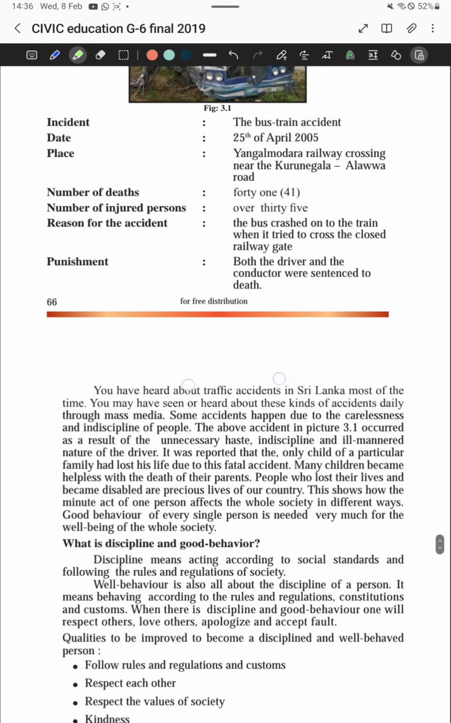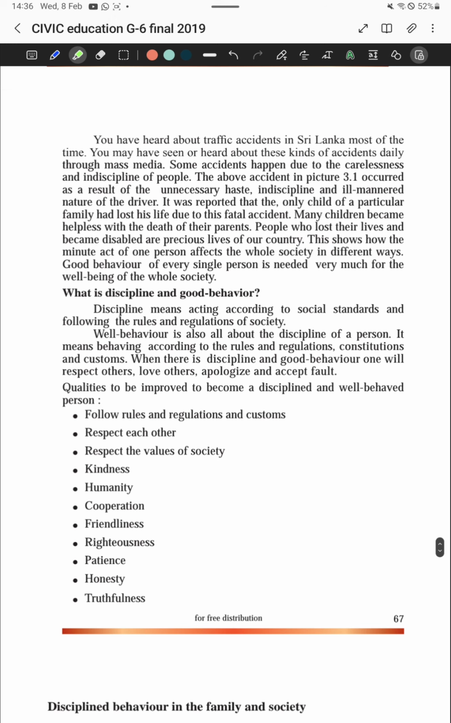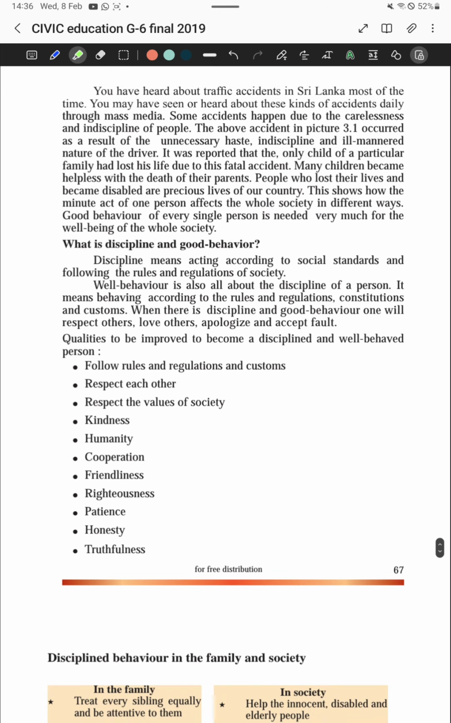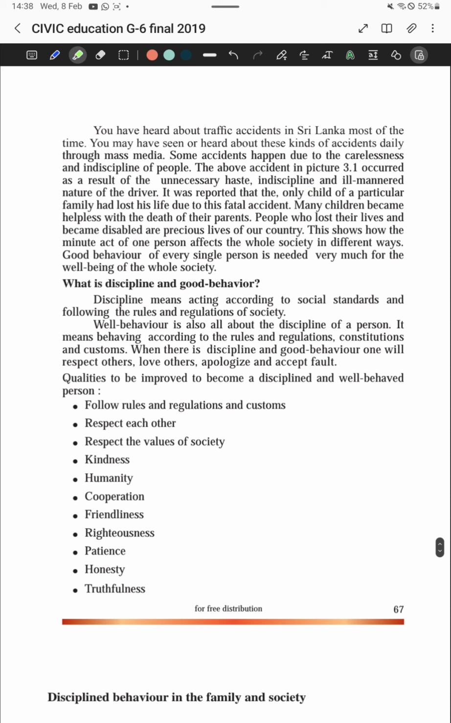So the next thing you must know is about managing and having disciplined manners in your life. I'm not going to talk about the story that happened in 2005. You can talk about that with your parents, getting the information through the internet.